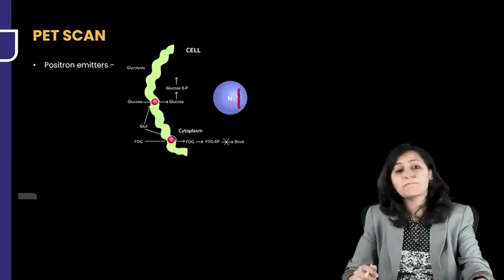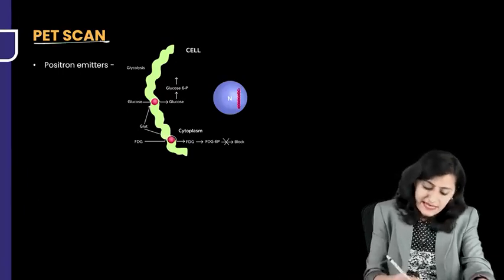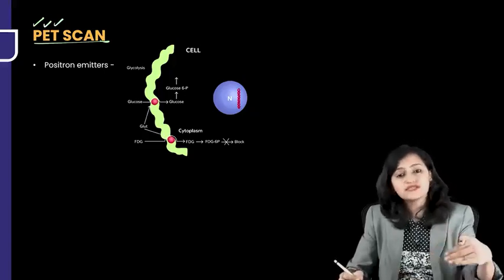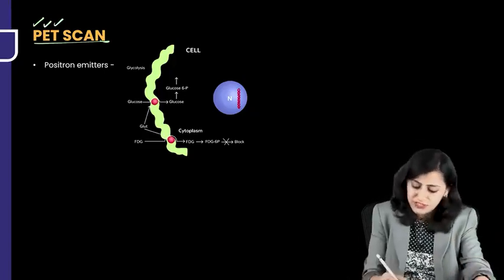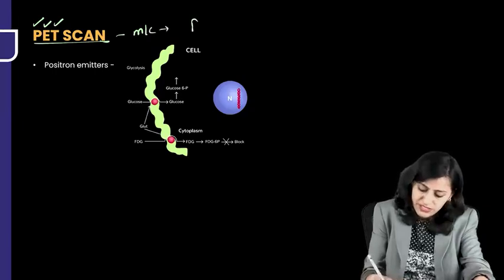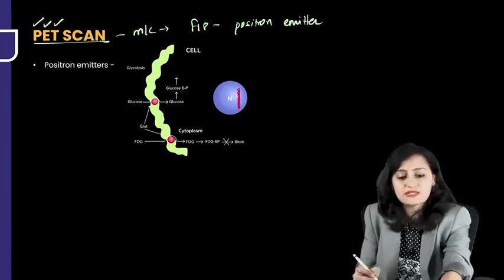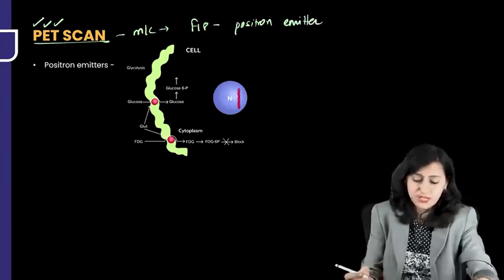Now coming to the PET scan. PET scan is positron emission tomography. Positron emitter radioisotope is used. The most common that we use here is F18, which is the positron emitter. Okay, it is the F18 which is the positron emitter that is used here.